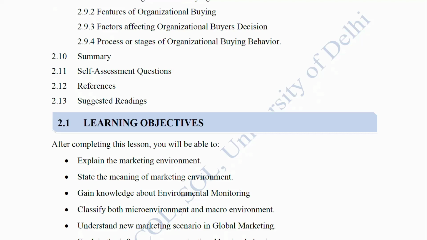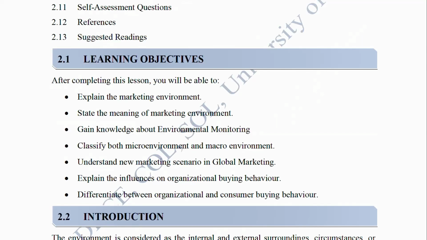After completing this lesson, you will be able to explain the marketing environment, state the meaning of marketing environment, gain knowledge about environmental monitoring, classify both microenvironment and macroenvironment, understand new marketing scenario in global marketing, explain the influences on organizational buying behavior, differentiate between organizational and consumer buying behavior.